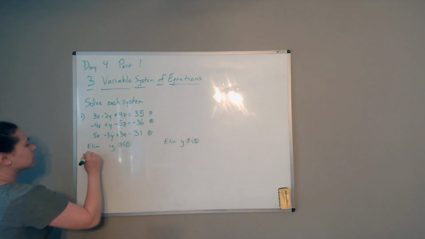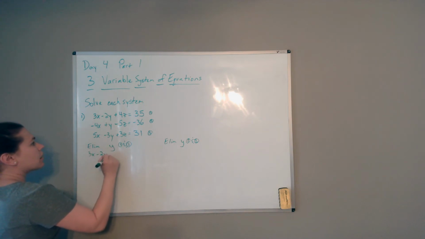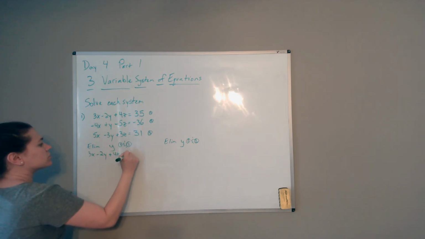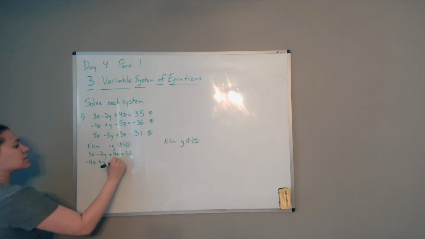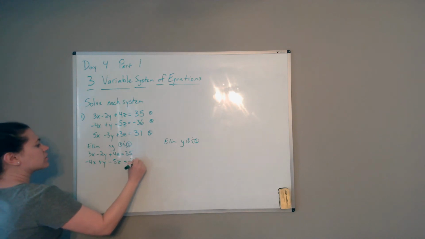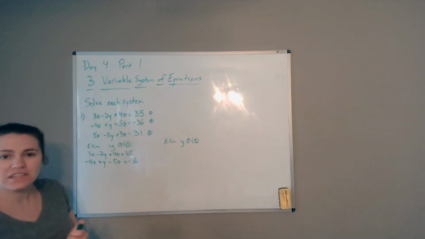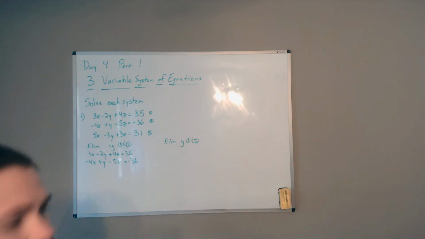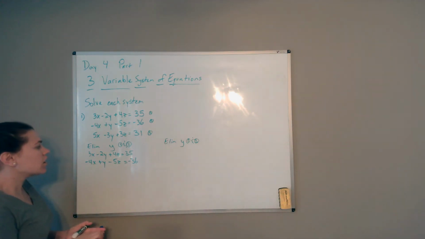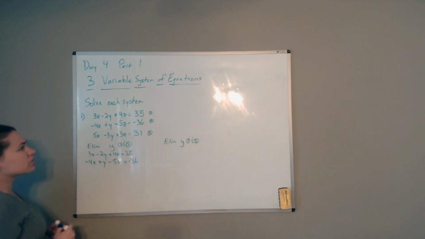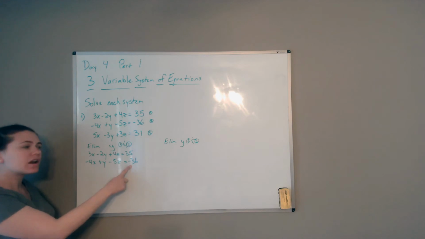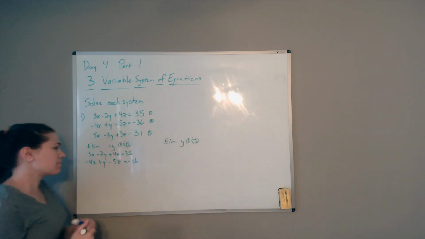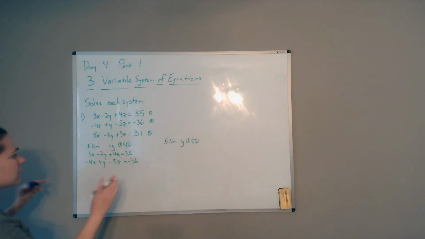So we're going to take 1, which was 3x minus 2y plus 4z equals 35, and negative 4x plus y minus 5z equals negative 36. Now, keep your work nice and neat. The neater your work, the less chance of making a mistake, okay? A tiny little mistake, like seeing that it's negative 36 and accidentally putting 36 here could mess everything up, okay? So just be very meticulous when you do these problems. There's a lot of work that's involved here, okay?